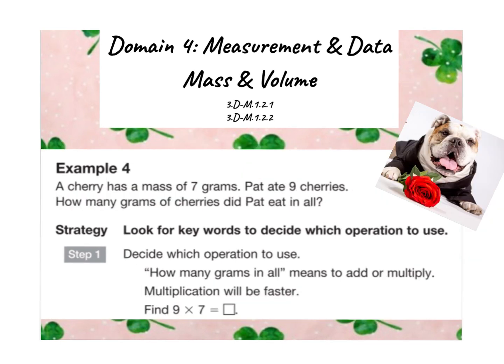Let's try this example. A cherry has a mass of 7 grams. Pat ate 9 cherries. How many grams of cherries did Pat eat in all? Well, I know that a cherry has a mass of 7 grams. But he didn't just eat 1, he ate 9. So what I'm going to have to do is multiply.